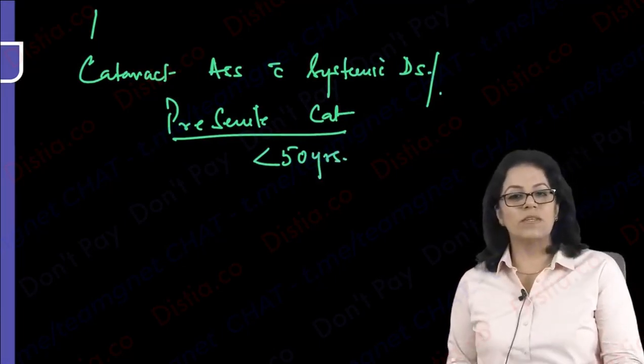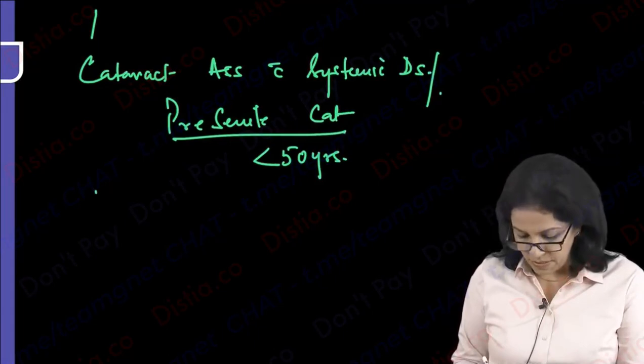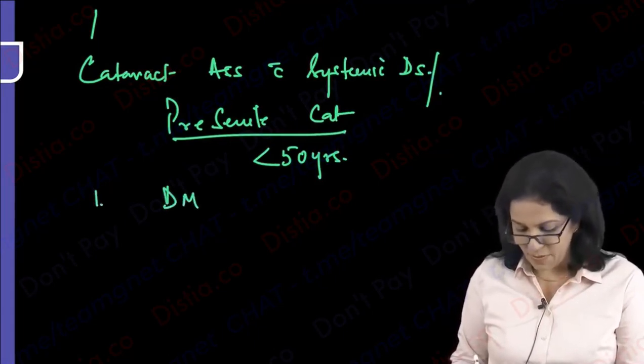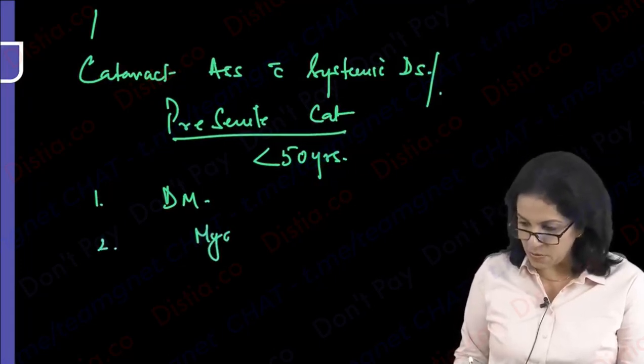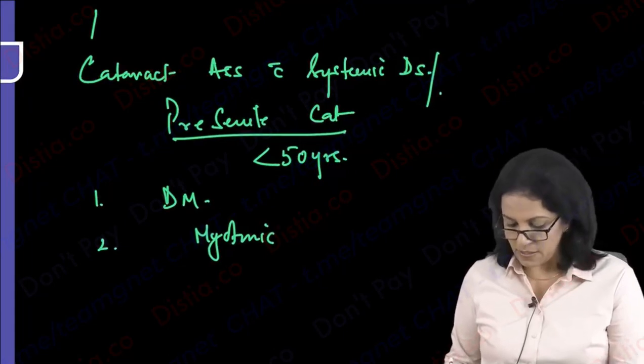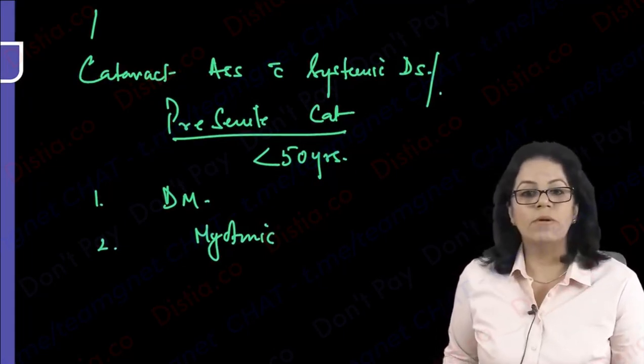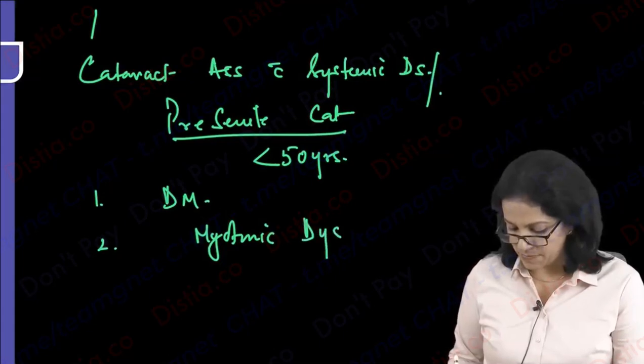So let us learn the causes of the pre-senile cataract. The first cause of course is diabetes, which we have already done in detail. Second is myotonic dystrophy.